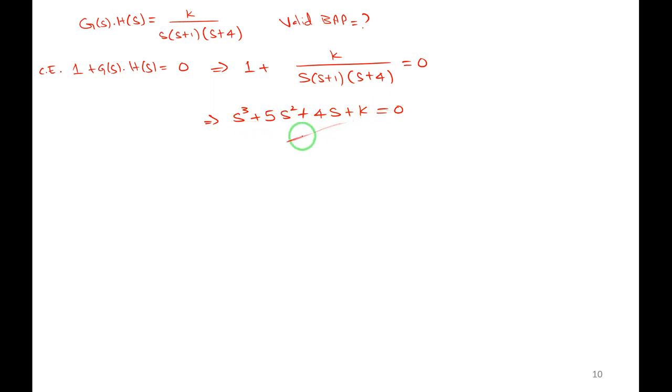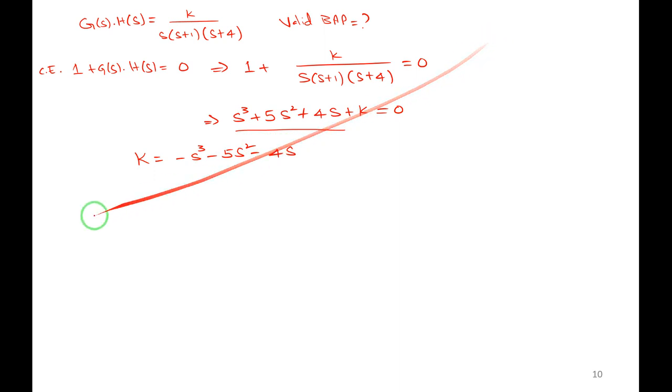Next, we have to separate the k term on one side and the s terms on the other side. So K is equal to minus s cube minus 5s square minus 4s. Then I have to differentiate k with respect to s, because we know that dk/ds equal to 0. So I differentiate and equate it to 0, using d/ds of x to the power n equals n x to the power n minus 1.